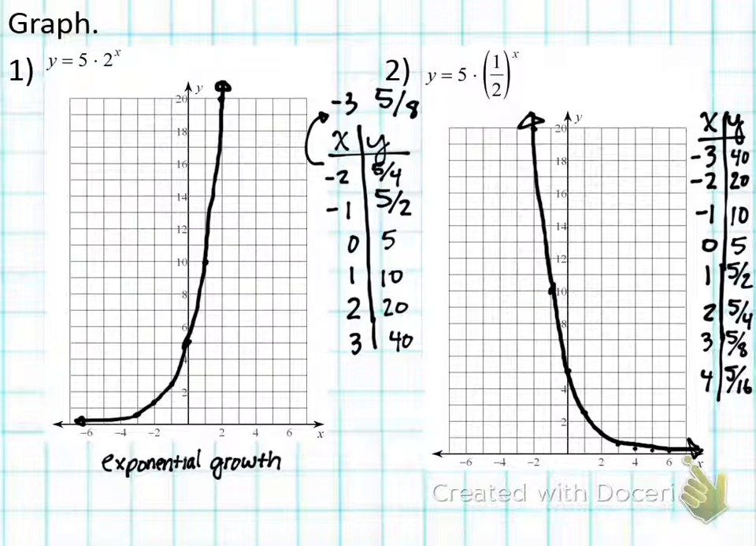Last step, we want to ask ourselves, reading from left to right, is this graph exponentially growing or exponentially decaying? What do you think? Decay. So then we would say this is exponential decay. Okay?